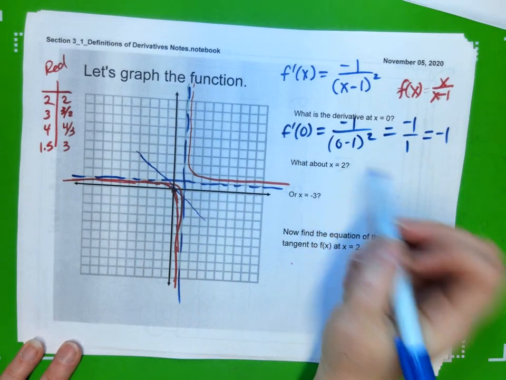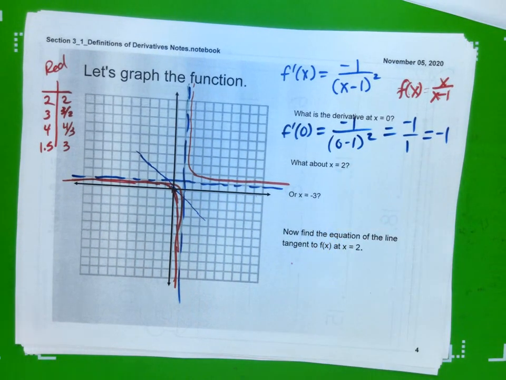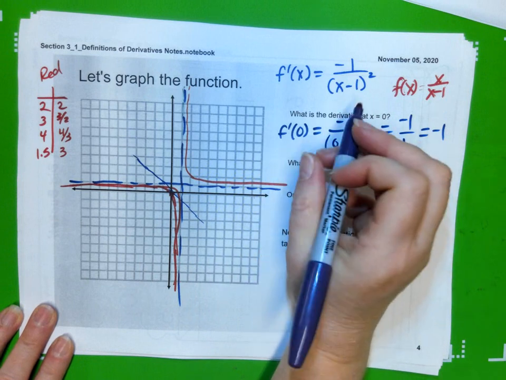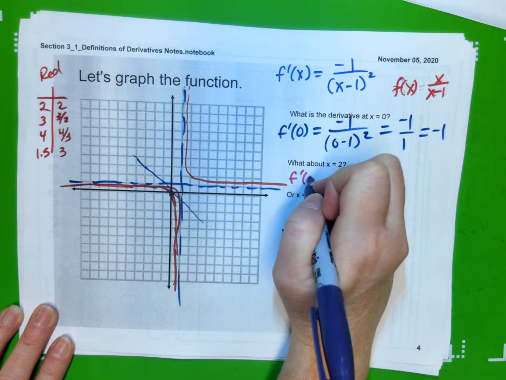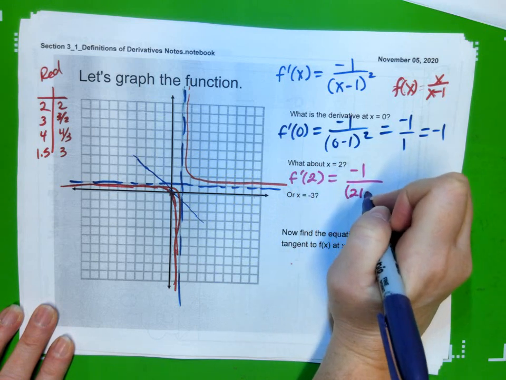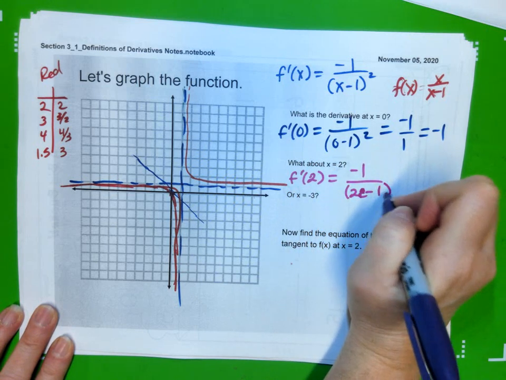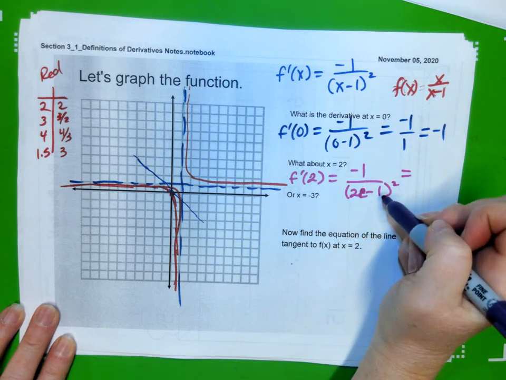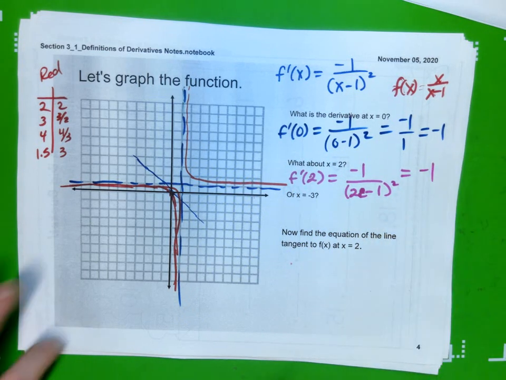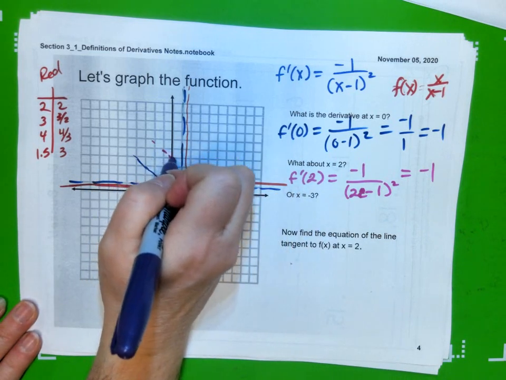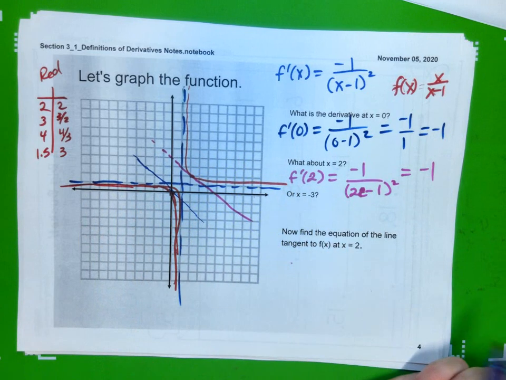It says, what about x is 2? Well, let's find it. I'm using different colors so you can see it easier. At x is 2, what is the derivative? Well, f prime of 2 would be negative 1 over 2 minus 1 squared. 2 minus 1 is 1, 1 squared is 1, so it would be negative 1. That makes sense. Here's my point. If I draw the slope there, that makes sense.